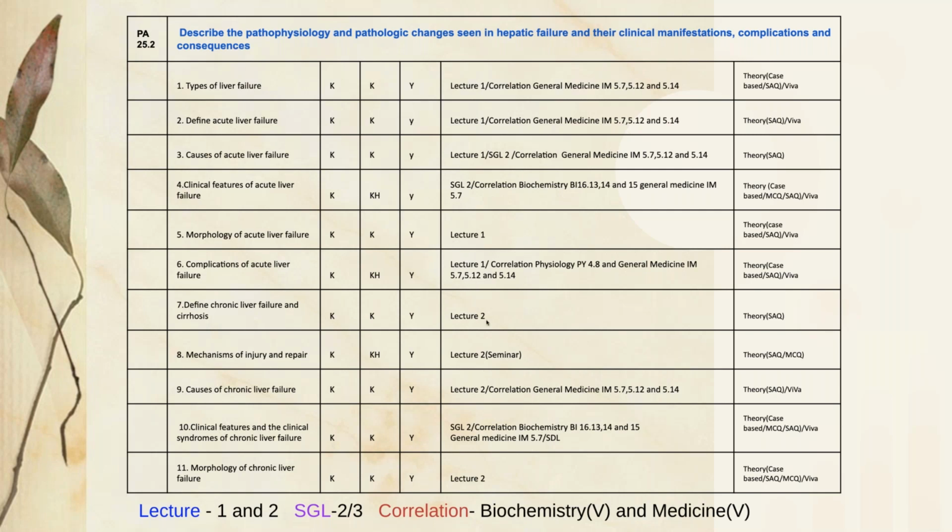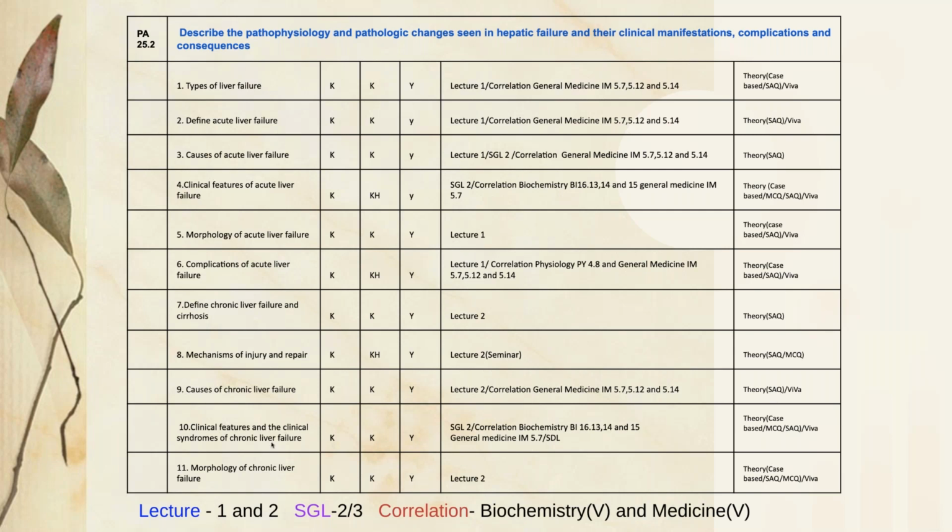Lecture 2, so we start with a new hour that time. Theory is the mode of assessment. Mechanisms of injury, again as a lecture, probably can have it in a seminar format. Again, mode of assessment would be theory. Causes of chronic liver failure, again as part of the same lecture, correlation with general medicine. The competencies are put here, and theory/viva as the mode of assessment.